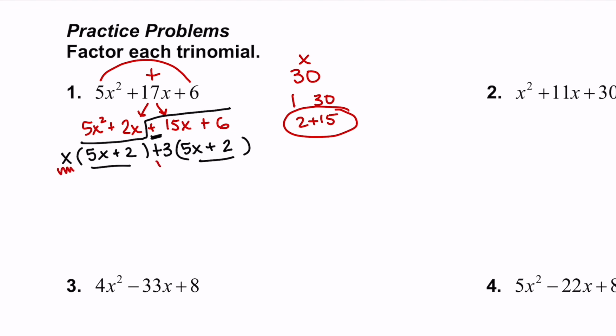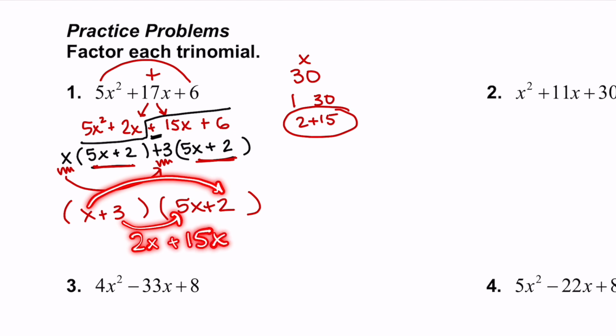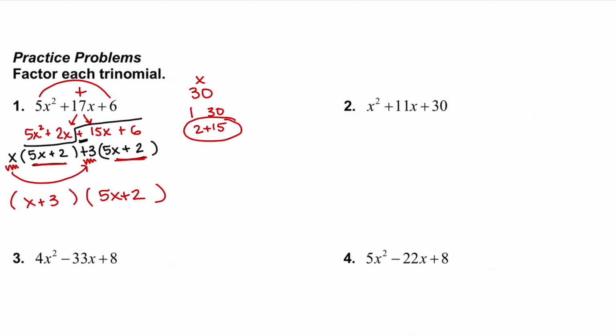Now I'm going to put some scribbly underlines. X plus 3, that is going to be our first factor. And our second one is whatever's in these parentheses, and they're going to match 5x plus 2. Now if you want, you can double check by timesing this out. X times 5x is 5x squared. X times 2 is 2x. 3 times 5 is 15x. That adds together to be 17x, and you can find those numbers 2x and 15x here, and then 3 times 2 is going to give us that 6. So you can always check to make sure that you have these correct.